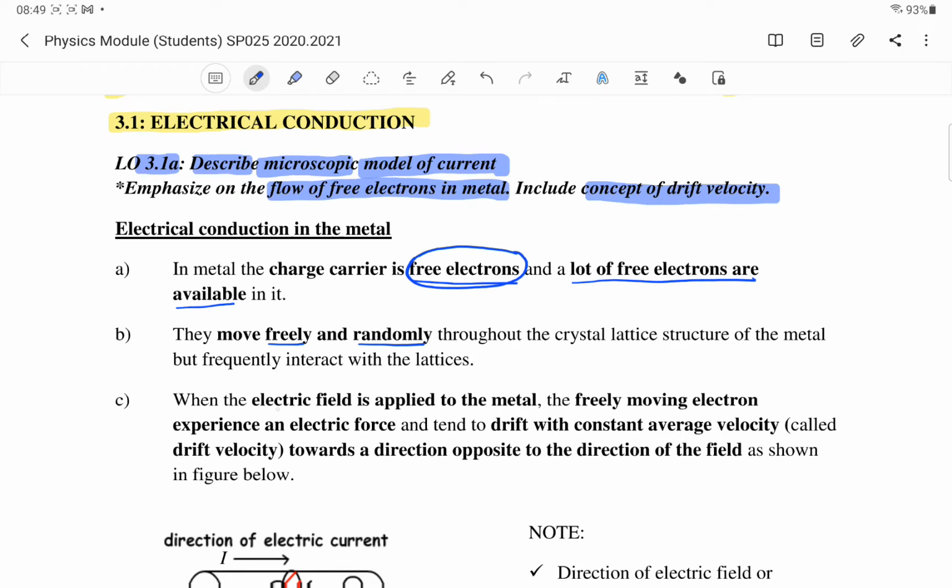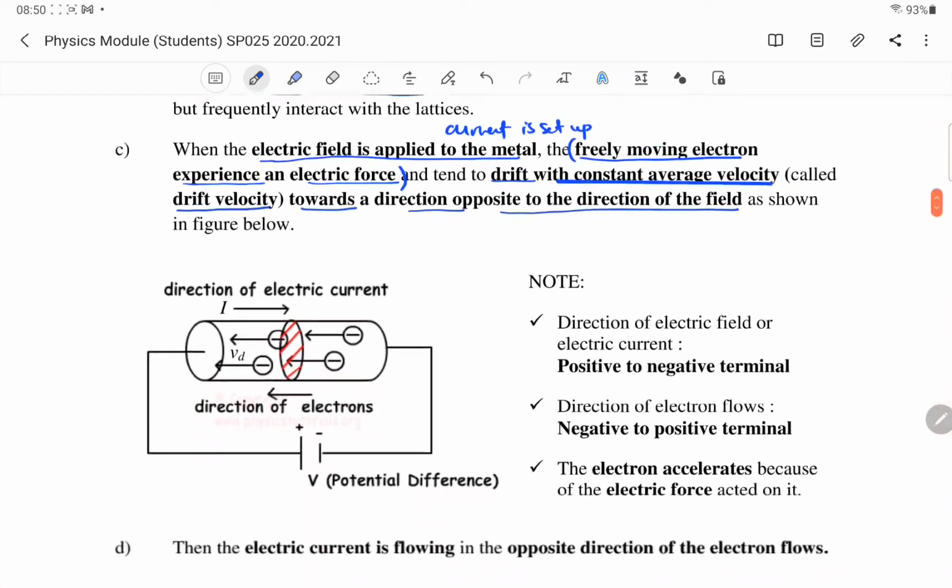And then when the electric field is applied to the metal, so meaning that the current is set up in the circuit, the freely moving electron experience an electric force. Okay, and then tend to drift with constant average velocity, called the drift velocity, towards a direction opposite to the direction of the field. Okay, so kita tengok direction of field.